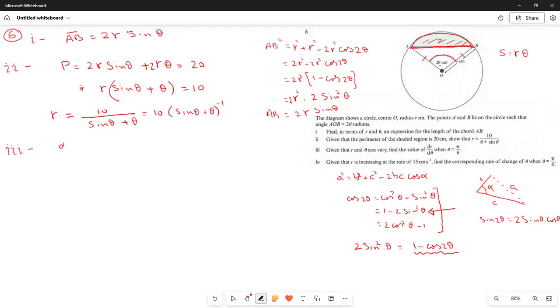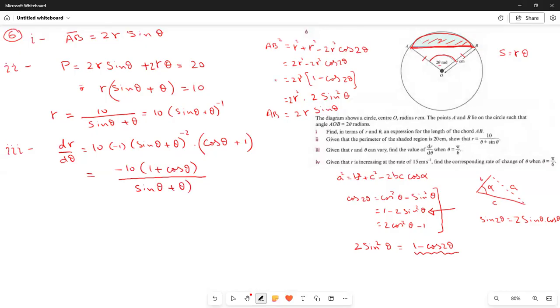So now if I want to find dr by d theta, it is going to be 10, and then the power, and then (sine theta plus theta) to the power of minus 2 into the derivative of this term. So sine theta's derivative is cos theta and the derivative of theta is 1. So this is my whole derivative. Okay, now if I simplify it a little bit, it is going to be minus 10 times (1 plus cos theta) divided by (sine theta plus theta) squared.